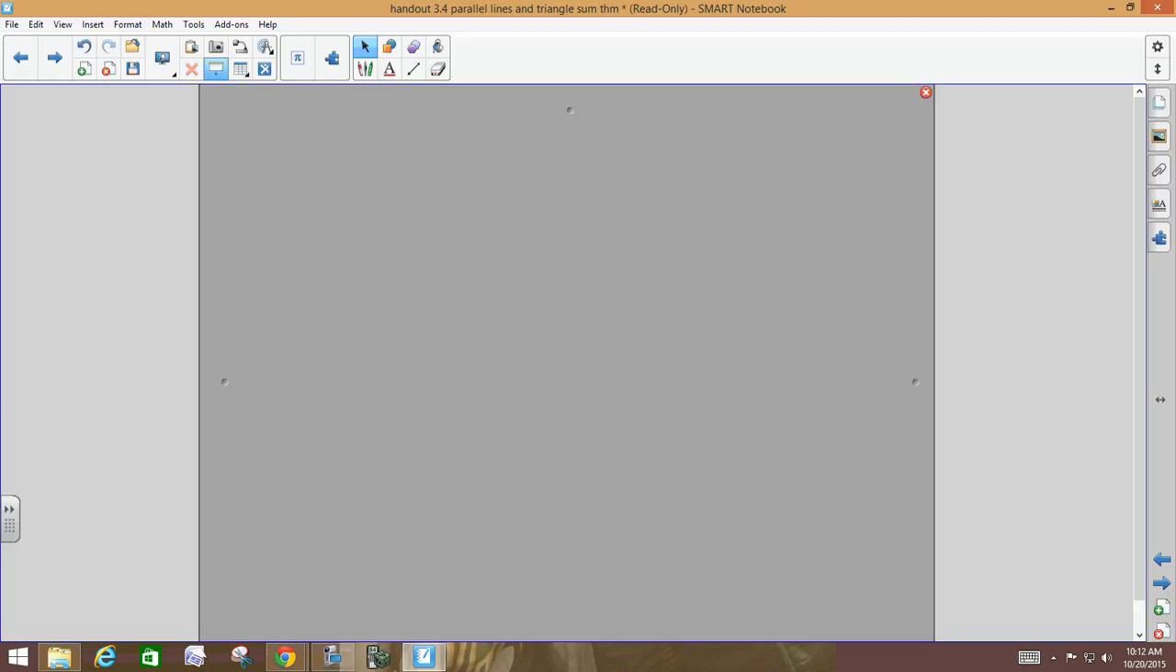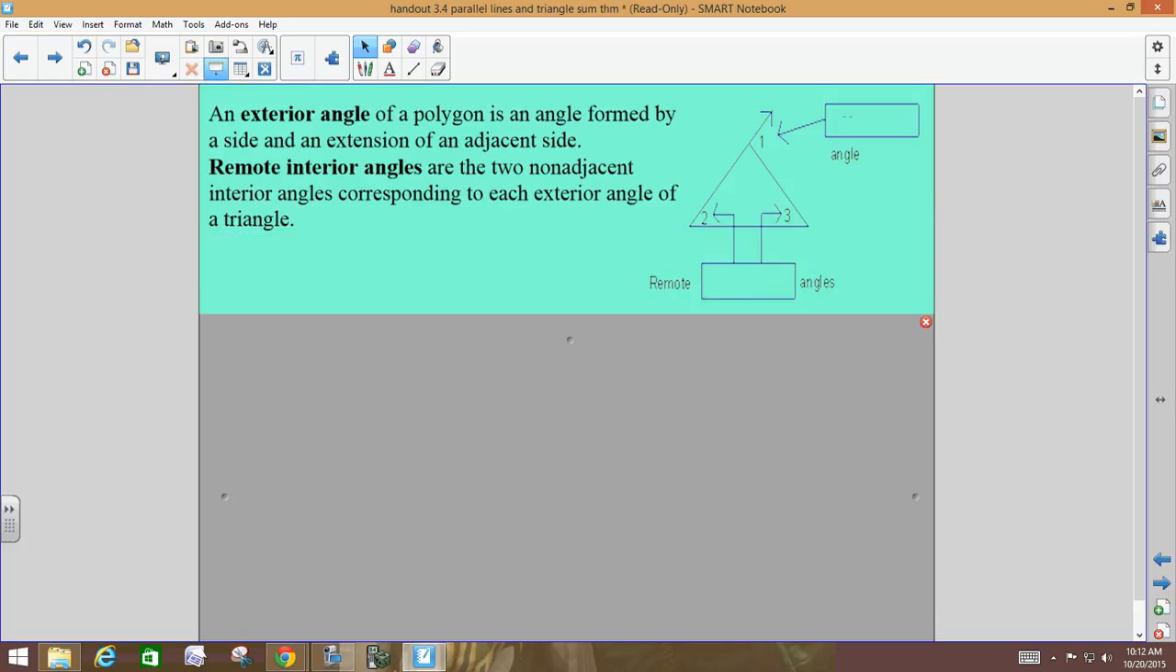Like exterior, yep. An exterior angle of a polygon is formed by one side of a polygon and the extension of another. An exterior angle is formed by one side and then the extension of another. Exterior, what does the word exterior mean? On the outside. So an exterior angle is going to be on the outside of the polygon. In this case, we're talking about triangles.